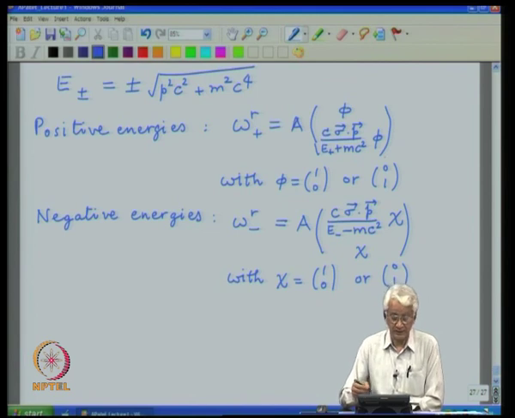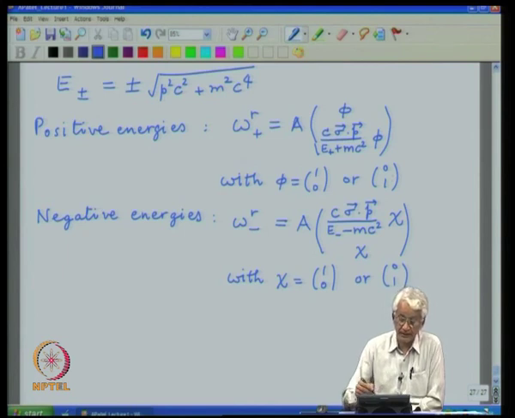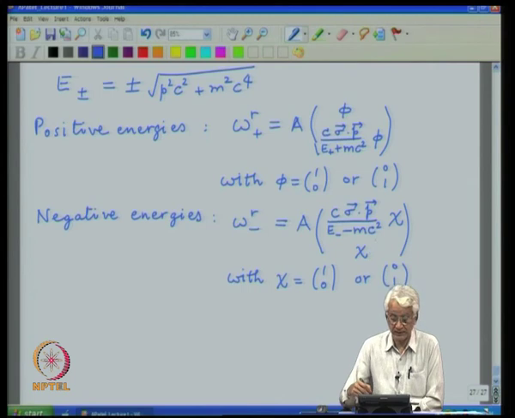So, now we have gotten the 4 components with direct physical interpretation. The up and down choice of the spin is buried inside the values of phi and chi, and then the sign of the energy now is chosen, so that in one case the upper two components are dominating, and in the other case the lower two components of the spinor are dominating.